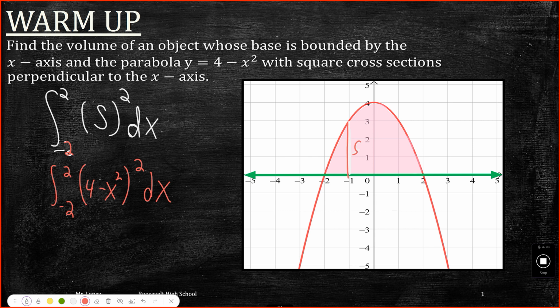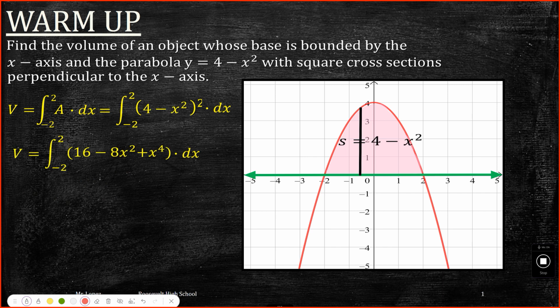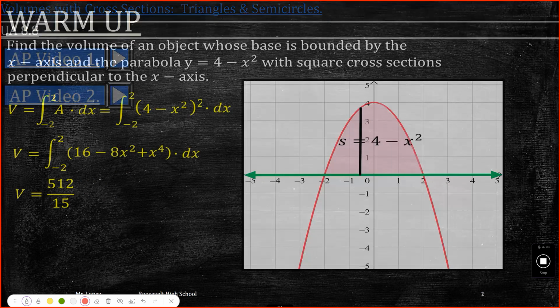What are you guys getting here? What would you get, Sean? 512 over 15. All right. Okay, you got 512 over 15.